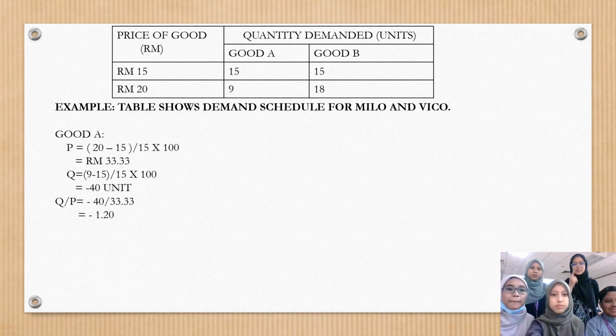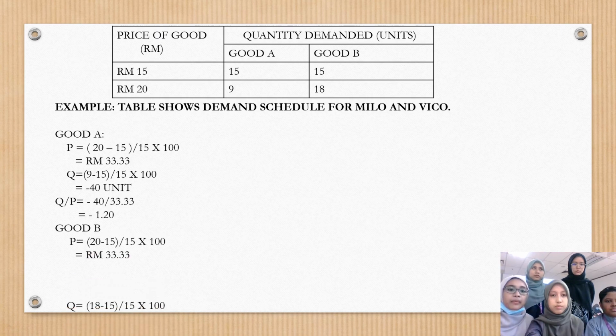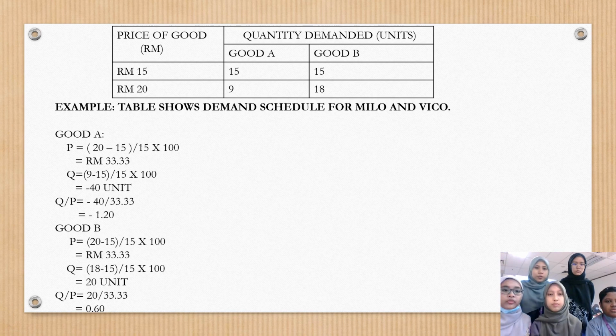For good A, price: 20 minus 50 divided by 50, multiplied by 100. The answer is 33.33. Quantity: 9 minus 50 divided by 50, multiplied by 100. The answer is negative 40 units. Quantity divided by price: negative 40 divided by 33.33. The answer is negative 1.20.